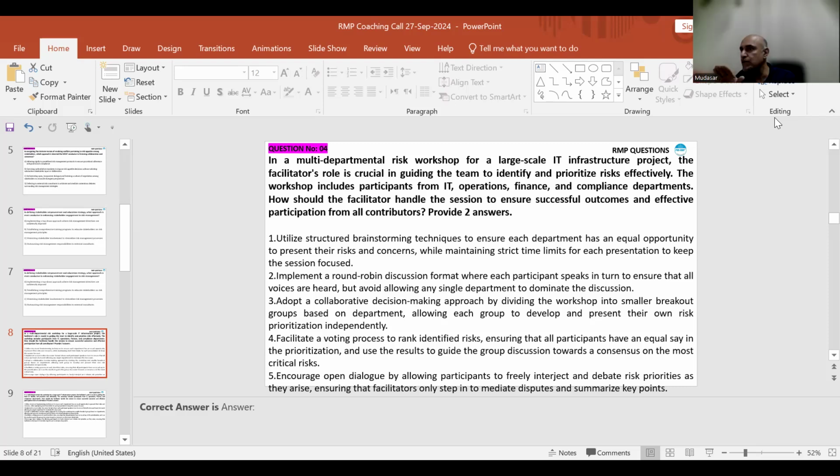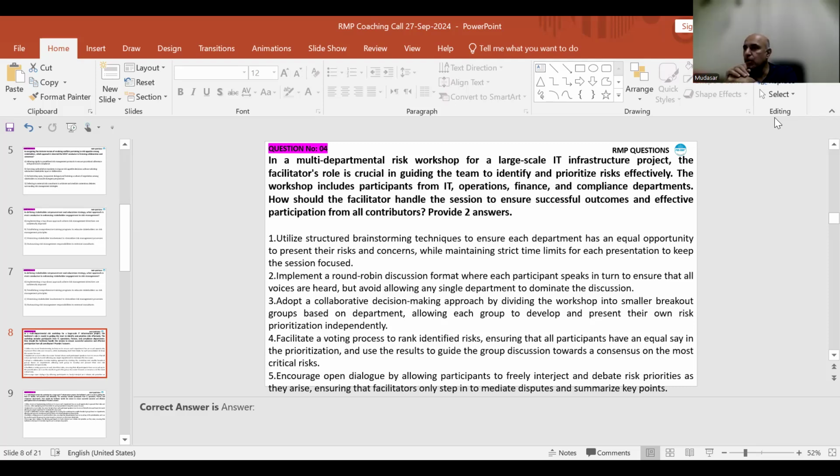That's why I'm trying to use structured brainstorming techniques and collaborative decision making, while maintaining strict time limits for each presentation to keep the session focused. Brainstorming is not mostly focused, right? Yes, it's not going beyond the boundaries. But focus is also not there, and time limit is also not there. This topic you will discuss only for 5 minutes, this topic only 10 minutes. If the complexity is more, then it can be discussed more. Yes, that's correct.